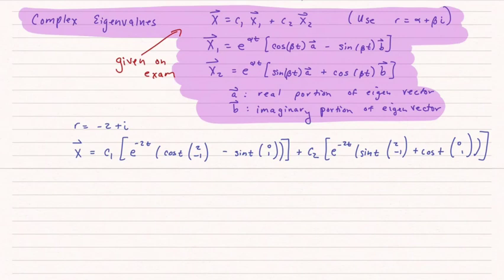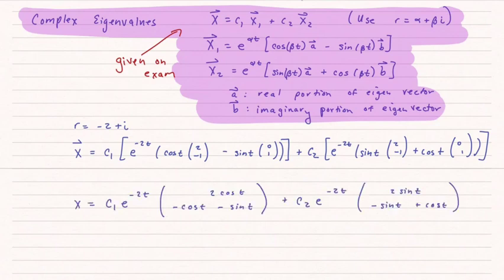Recalling that our eigenvalue r was -2 plus i, that means alpha is -2 and beta is 1. We come up with this for our final solution. We can write it in another way. We could combine these vectors, and we can write it as such. Make sure you understand how to go back and forth between these two different forms.